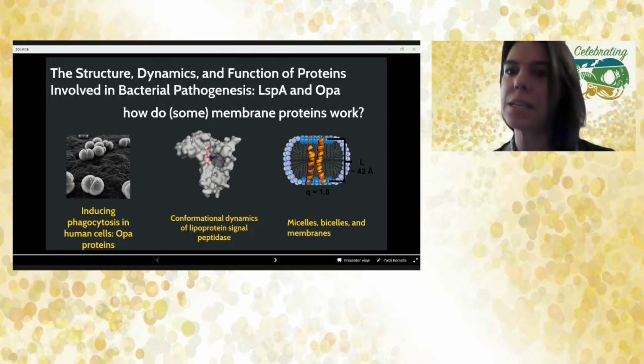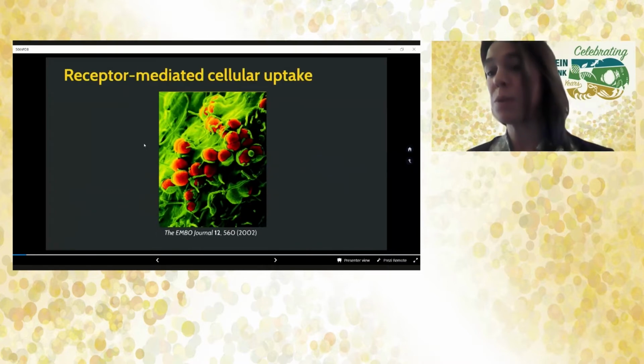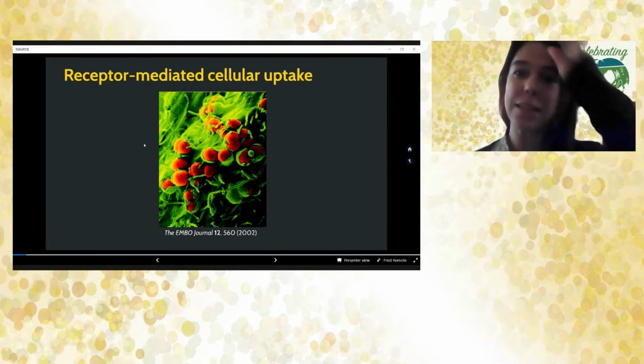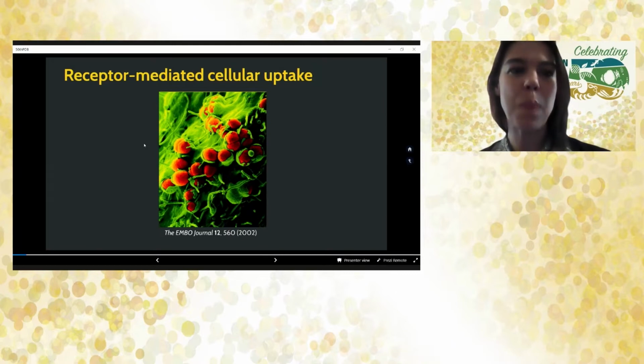The first vignette is on the Opa proteins, and it's work we've been working on this project for quite a while now. To start, both these proteins are not channels or transporters. So I'm the outlier, I think, in this membrane protein session, and so I want to give you proper background so you can follow what we're talking about.